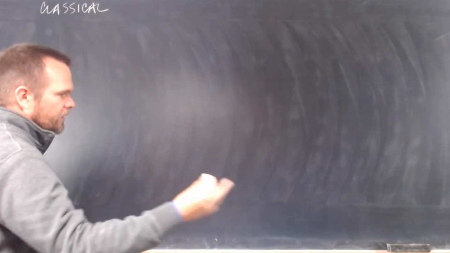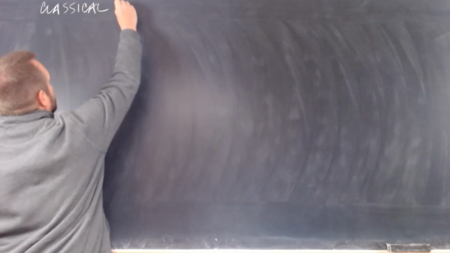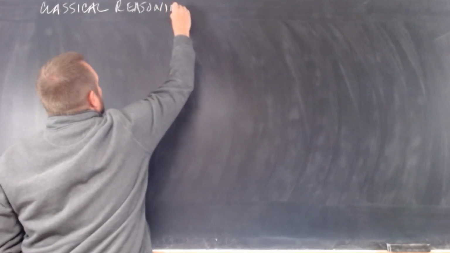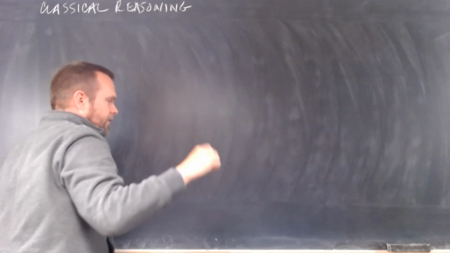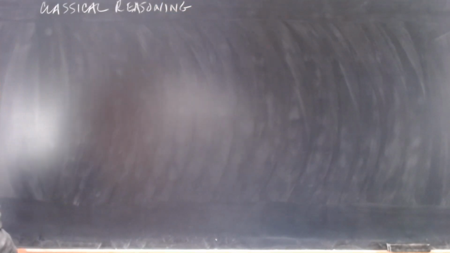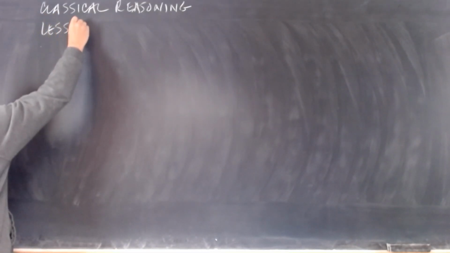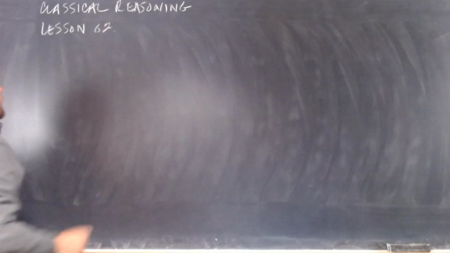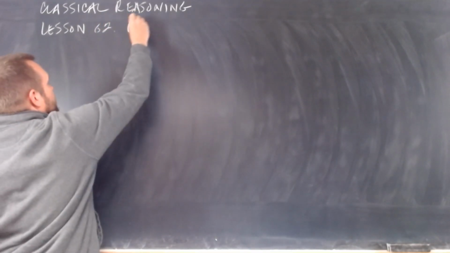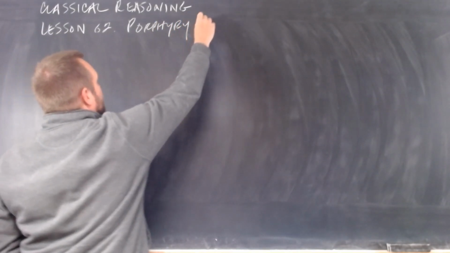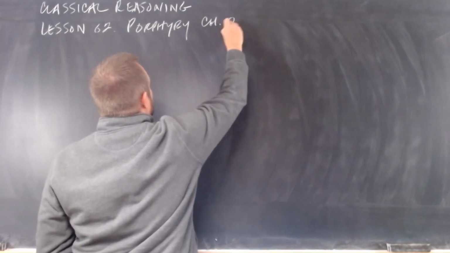In our first lesson, we had an introduction to the study of reasoning and all of Aristotle's works on reasoning, the Organon. And then we started the reading of the first book, which was Porphyry's introduction. So this is Classical Reasoning Lesson 2, and it's Porphyry. We're just going to refer to this book as Porphyry, Chapter 2.